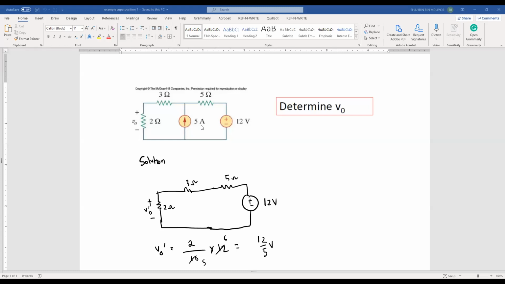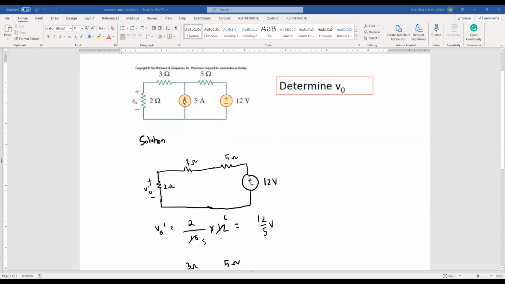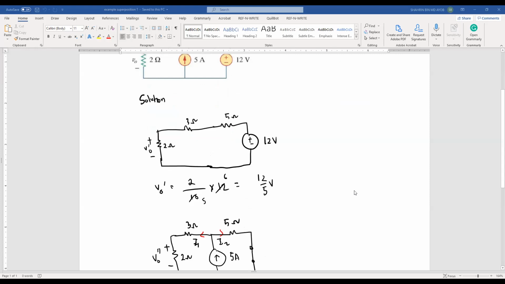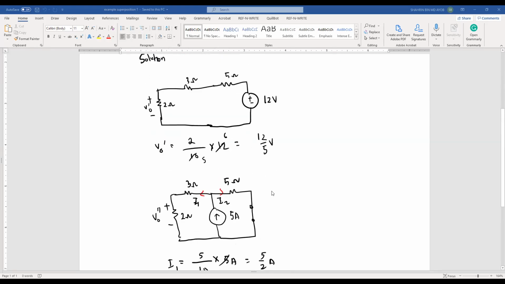Okay. So we have two different sources. So let's turn off the current source first. When you turn off the current source, it will become open circuit. So the circuit will become like this. So the voltage across 2 ohms is the voltage drop due to the 12 volt. As you can see, these are in series, so you can just use the voltage division technique. So my VO prime is 12 over 5 volts.